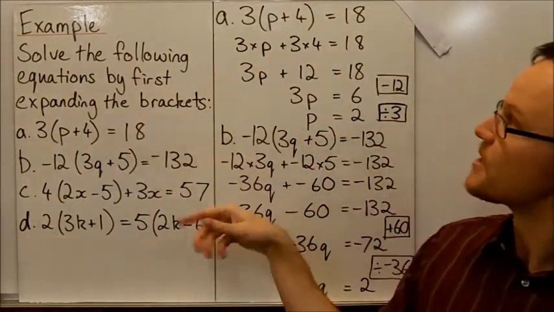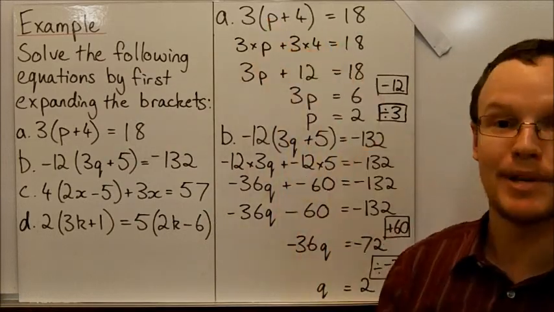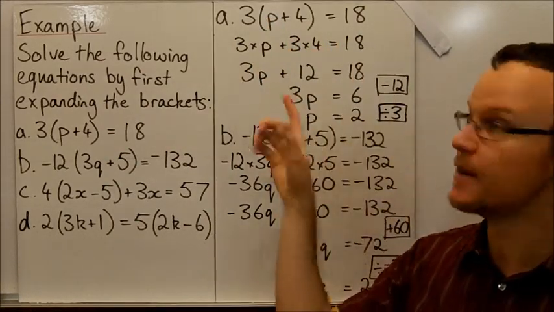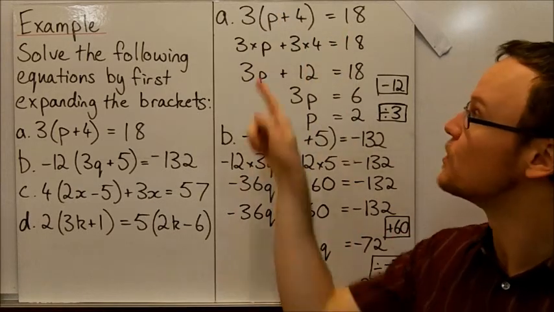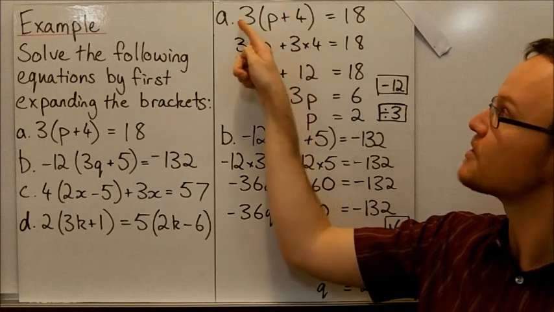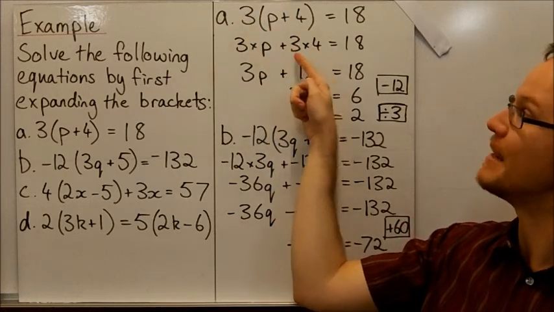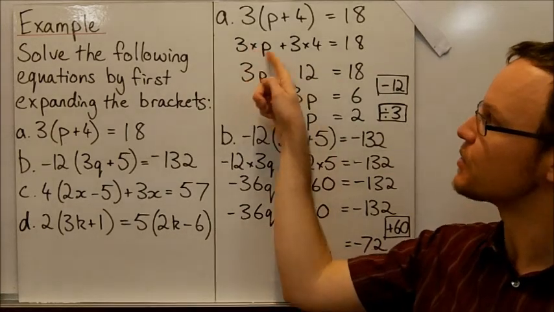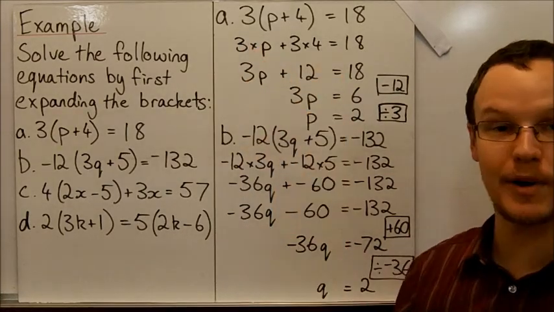First, we've got some examples here. First example, 3 times p plus 4 equals 18. So firstly, the first step is to expand it out using the distributive law, expanding out the brackets here. So 3 times p plus 3 times 4 equals 18. So here we can do 3 times p is 3p, 3 times 4 is 12.